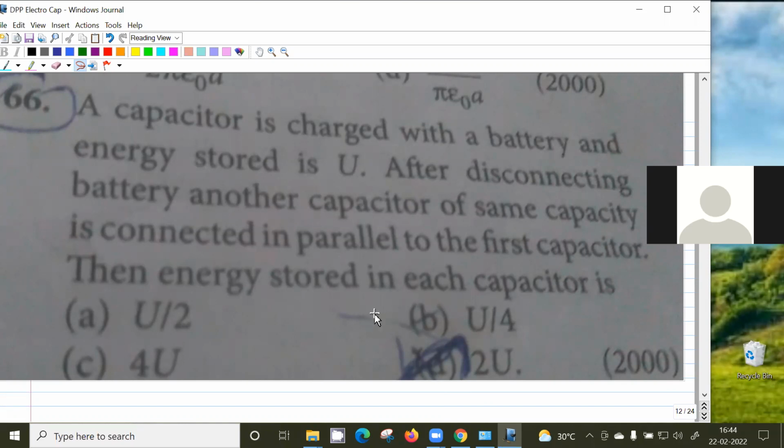Yeah, it makes sense because after connecting, the total energy is U by 2, right? Initial energy is U and the final energy is U by 2. Where did the energy go? Energy loss happened. If you use energy conservation, initial energy is U, final energy is U by 4 plus U by 4. So it's U by 2. So there is a loss of energy, right? Yes, sir. Okay, I will tell you why there is a loss of energy and how you get this answer.